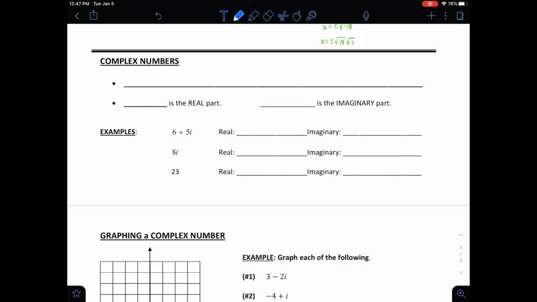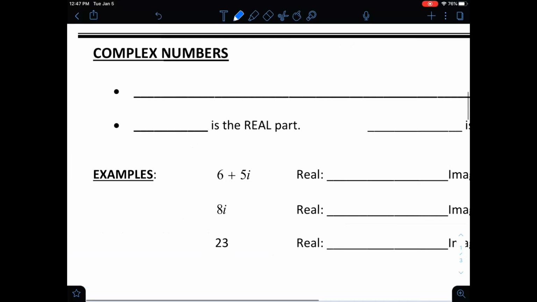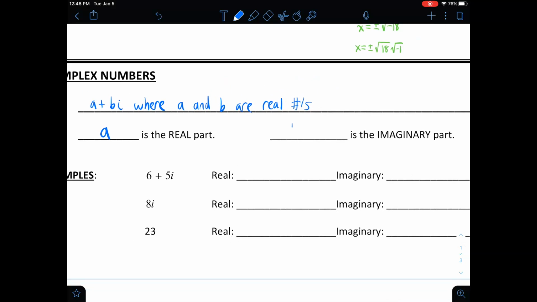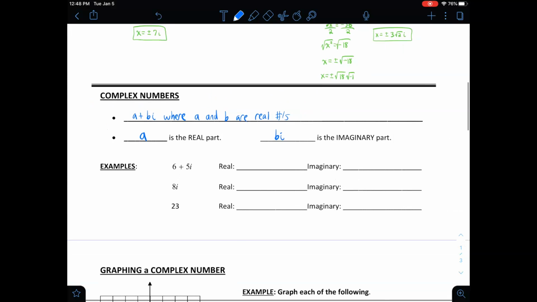All right, complex numbers. Complex numbers are combinations of real numbers and imaginary numbers. And the way you write them is you write a plus bi, where a and b are real numbers. a is the real part, and bi is the imaginary part.